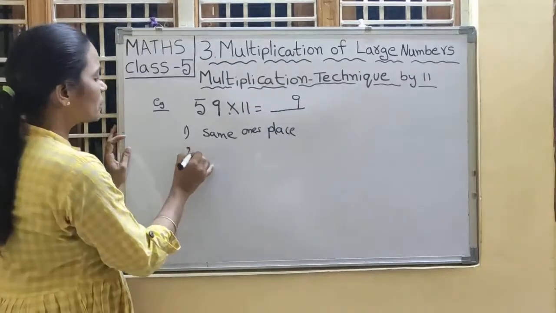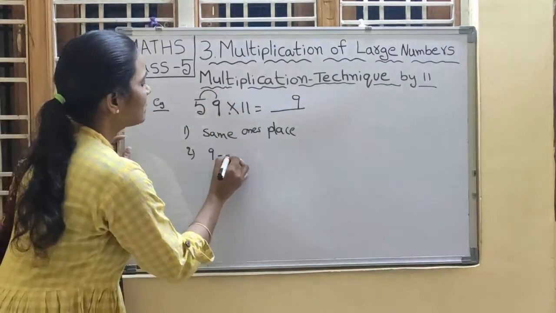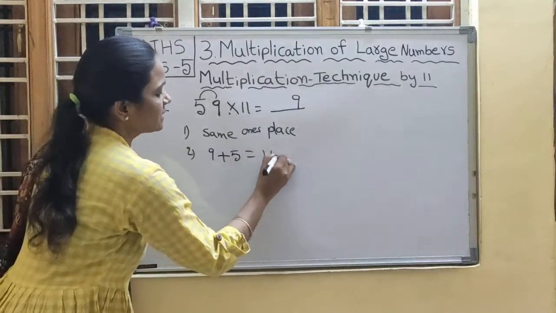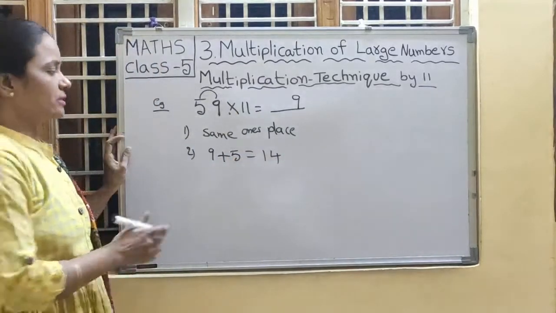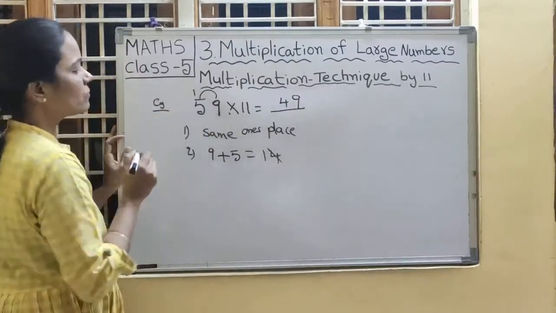Next, second step, what you have to do? You have to add these two digits. So 9 plus 5, how much? 14. 9 plus 5, 14. 4 right here. And 1 is the carry over, right above 5.